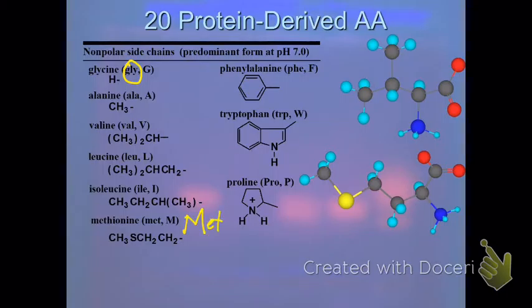Met, and then the capital M. Its R group goes like this. If this is the backbone, it goes one carbon, two carbons, a sulfur, and then a methyl group. And so what kind of functional group is its R group? Is it a thiol? It goes R, S, R. It's a sulfide.